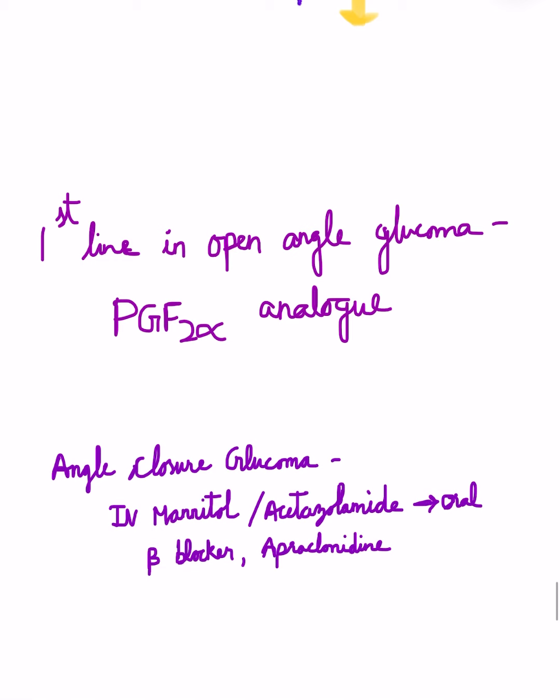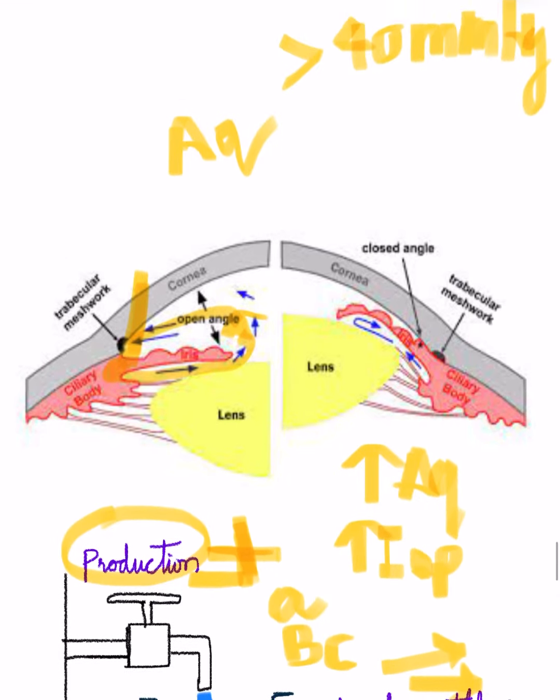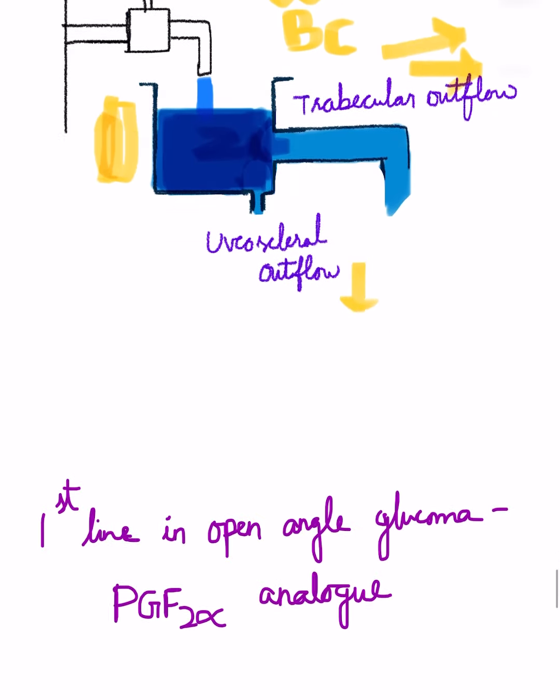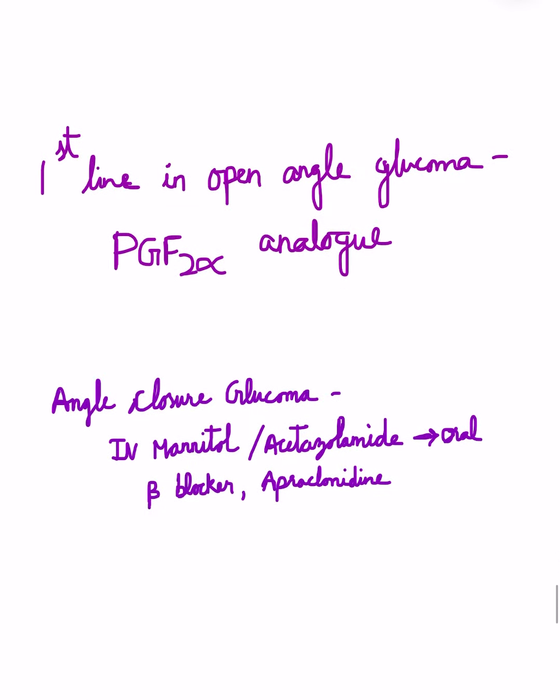And in case of angle closure glaucoma, the angle gets blocked, which means this is a closed angle, so the trabecular outflow is blocked. The drugs which help in acute angle closure glaucoma are IV mannitol or acetazolamide, which can be given as an oral drug, or beta blockers and apraclonidine, which are used in acute angle closure glaucoma.